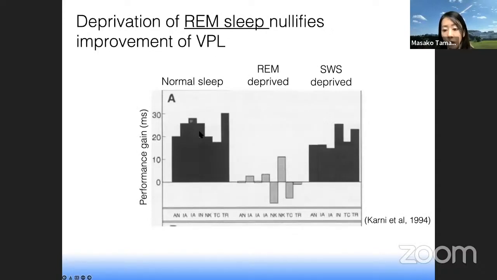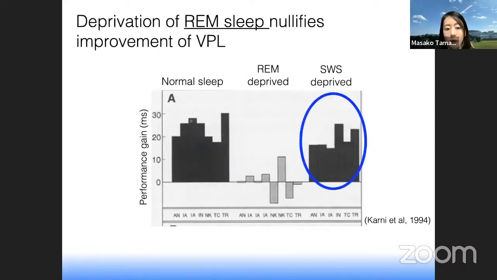However, REM sleep has also been found to be involved in visual perception learning. The study by Carney investigated whether deprivation of a particular sleep stage has an impact on visual perception learning. In this figure, the y-axis shows performance improvement after sleep. So larger values indicate better performance. And the x-axis represents each subject. After normal sleep without sleep deprivation, subjects showed significant performance improvement.